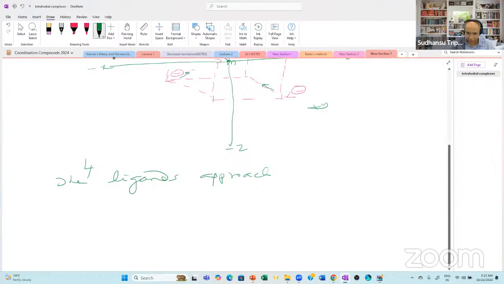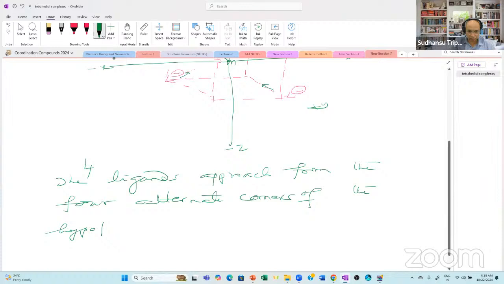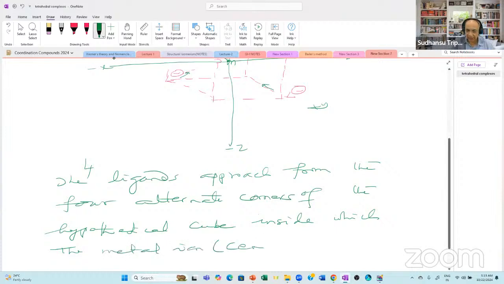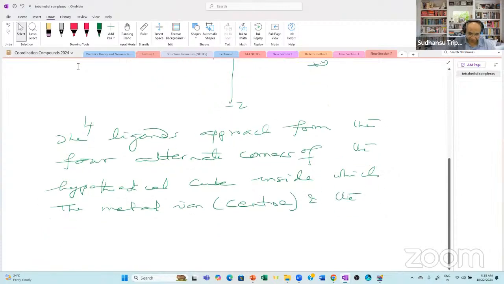So what happens here, the 4 ligands approach from the 4 alternate corners of the hypothetical cube, inside which the metal ion and the coordinate axis exist. Metal ion is at the center and the coordinate axis exist.